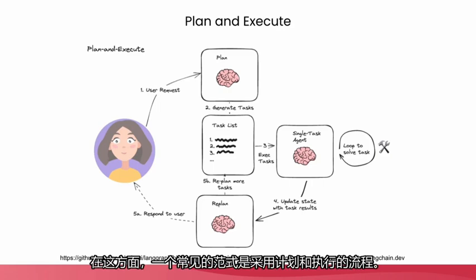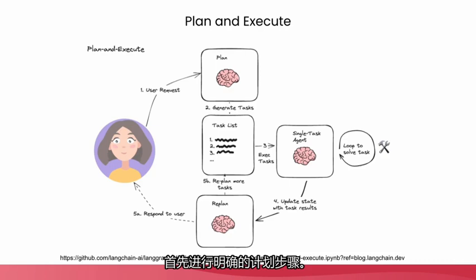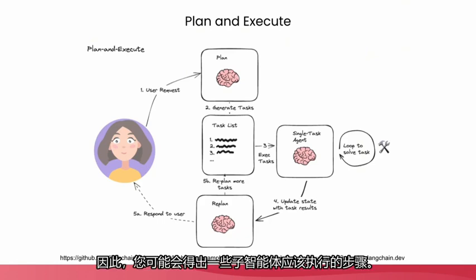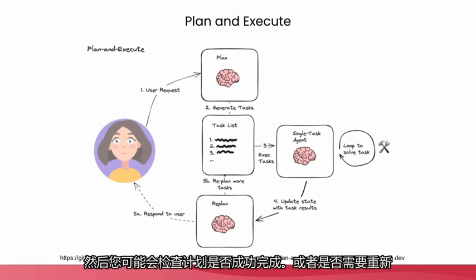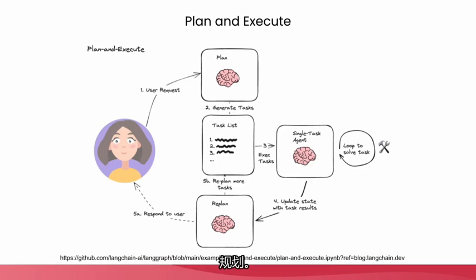In that vein, a common paradigm is to have a plan and execute style flow, where first you do an explicit planning step up front, and then you start to execute on that plan. So you may come up with a few steps that a sub-agent should go do. It can then go do one, come back, maybe you update the plan, maybe you don't. This is where there are some different variants. But then it goes on to the next thing, and it does that, and it comes back until it finishes the plan. Then you maybe check to see if the plan is successfully accomplished or whether you need to replan. And then if all's good, you return to the user.